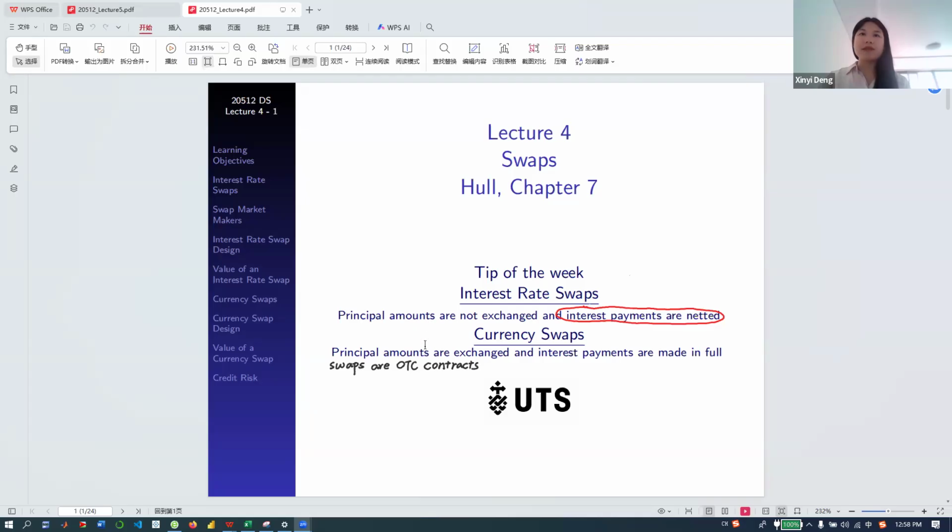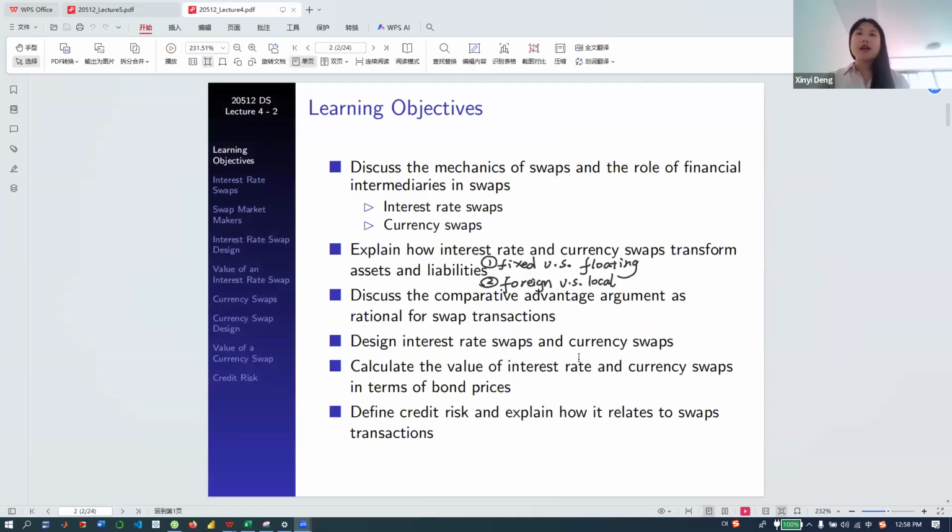As for currency swaps, as we can tell by the name, they are designed based on currencies. So the principal amounts are actually exchanged, and the interest payments are on different currencies. All those interest payments, let's say interest payment on domestic currency and interest payment on foreign currency, are also made in full. So there's no netting for currency swaps.